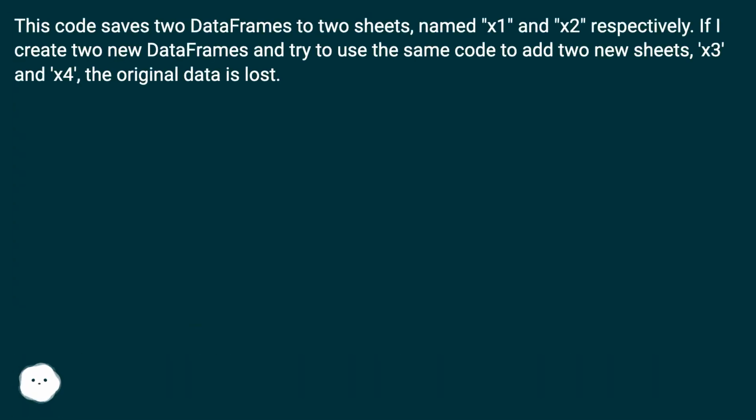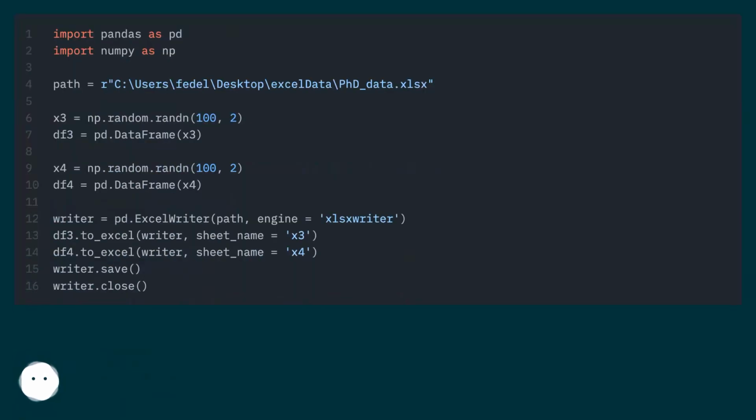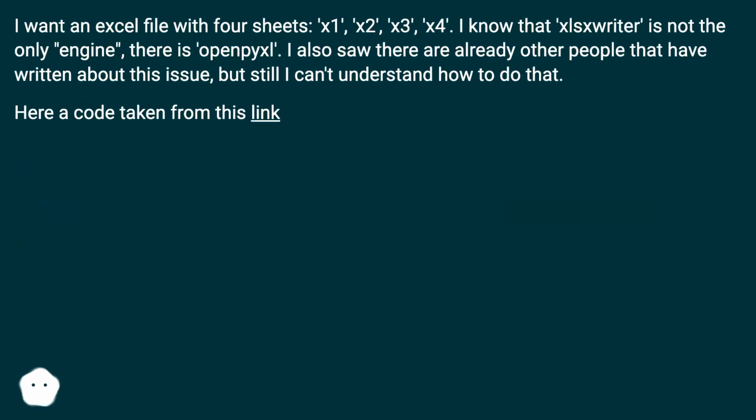This code saves two data frames to two sheets, named x1 and x2, respectively. If I create two new data frames and try to use the same code to add two new sheets, x3 and x4, the original data is lost. I want an Excel file with four sheets, x1, x2, x3, x4.